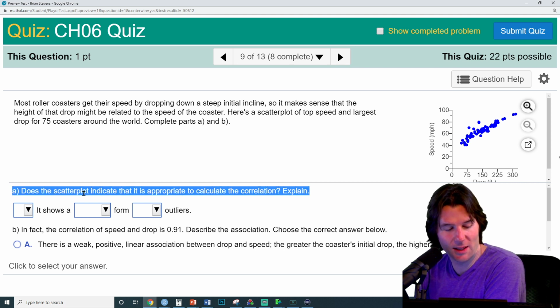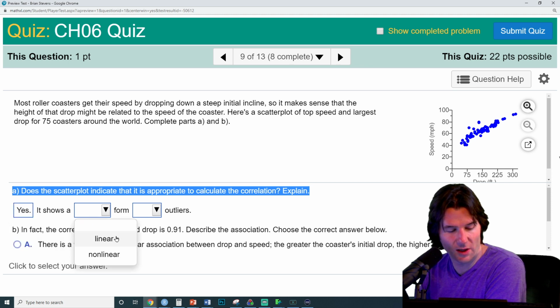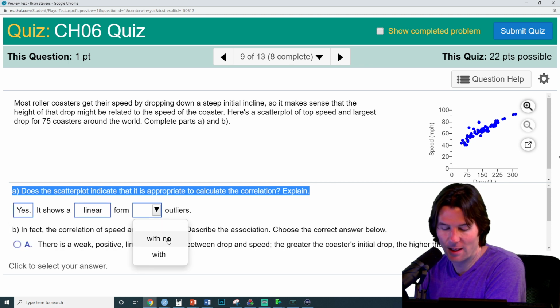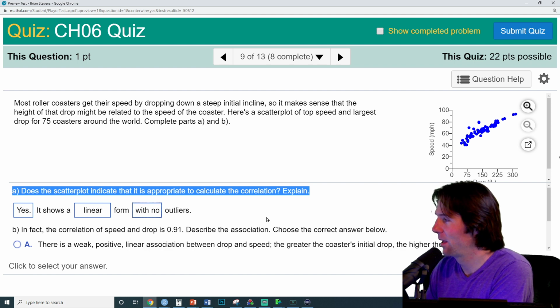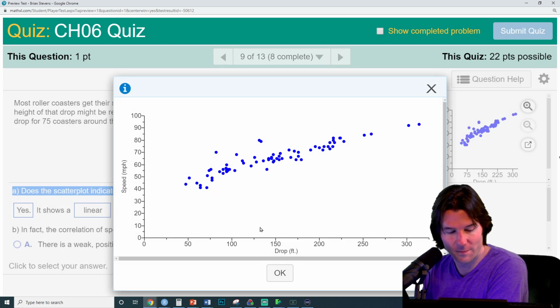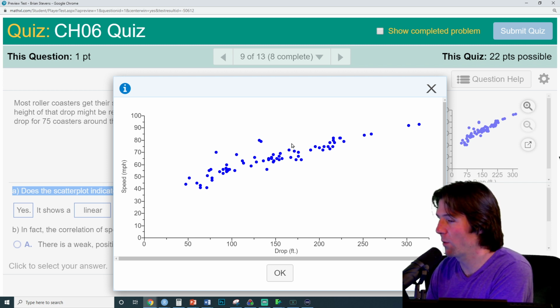Does this indicate that this is appropriate correlation? I'm going to say yes. It shows a linear form. I'm going to say these are not outliers. Let me look at them. Yeah, there are always points that are a little further away.